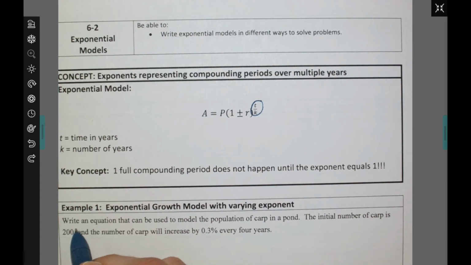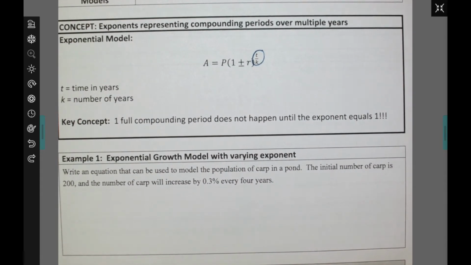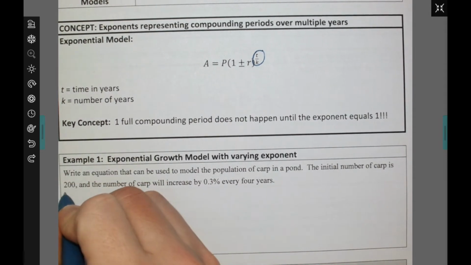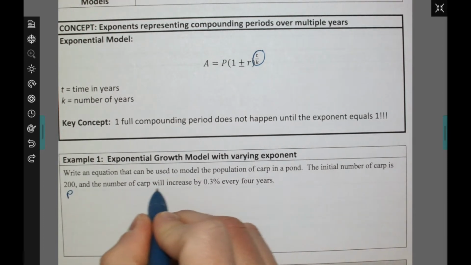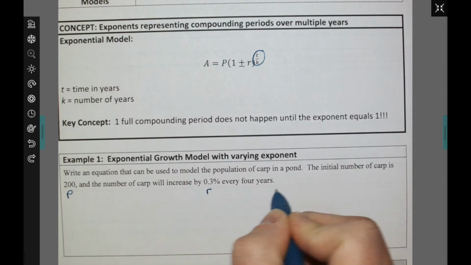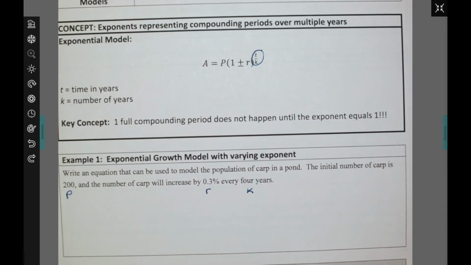So what that would look like, example 1: I want to write an equation that can be used to model the population of carp in a pond. Our initial amount is 200, so that's going to be our P. That's the initial amount up front. It says the number of carp will increase by 0.3%, so that's R, every 4 years. So that's going to be K.